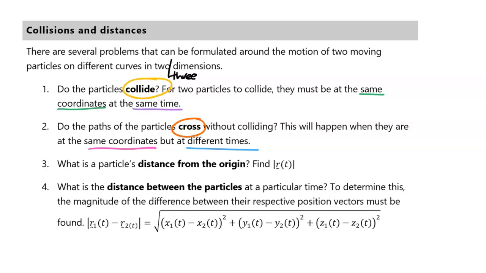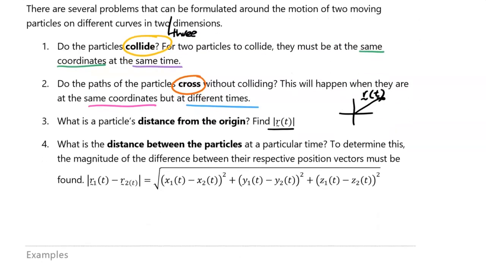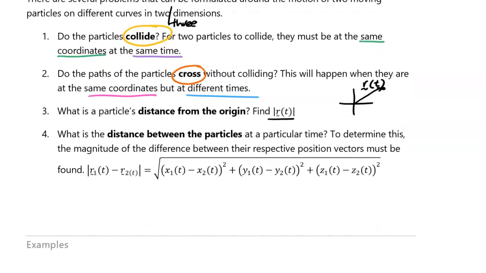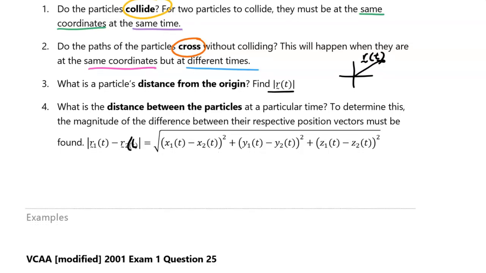Other things that we could be asked are about distances. We could be asked for an individual particle's distance from the origin, and that's just the magnitude of r(t), because remember, that vector r is a vector pointing from the origin to our point for different times t. So just finding the magnitude of that vector gives us the distance from the origin. Not too bad at all. If we're looking at the distance between particles at a particular time, we need to subtract one of those vectors from the other and find the magnitude. It doesn't matter which one you subtract from which.